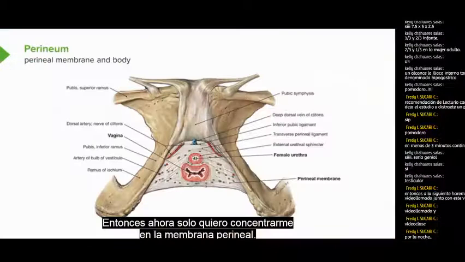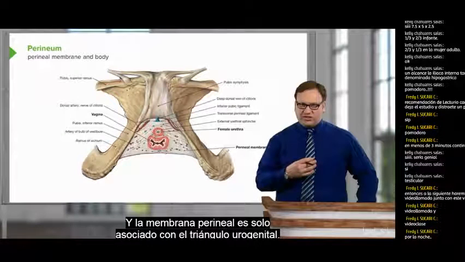So now I just want to concentrate on the perineal membrane. And the perineal membrane is just associated with the urogenital triangle. Just associated with the urogenital triangle. And that's what we can see here.